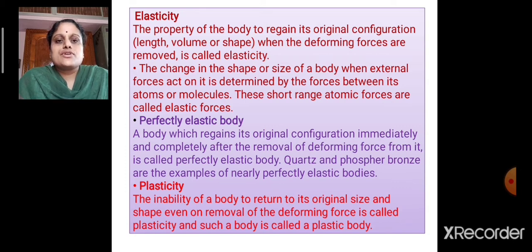Next is the concept of plasticity. The inability of a body to return to its original size and shape even on removal of the deforming force is called plasticity, and such a body is called a plastic body.